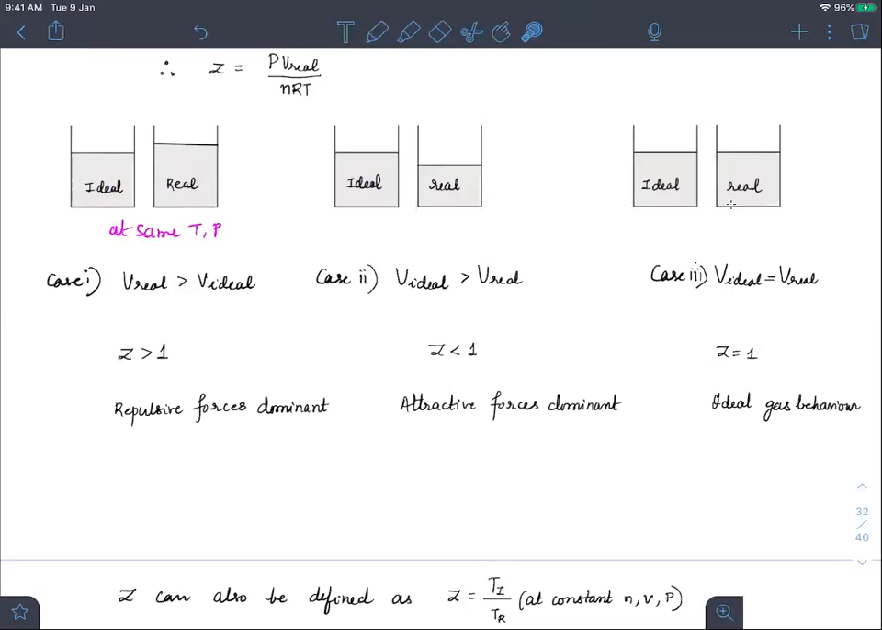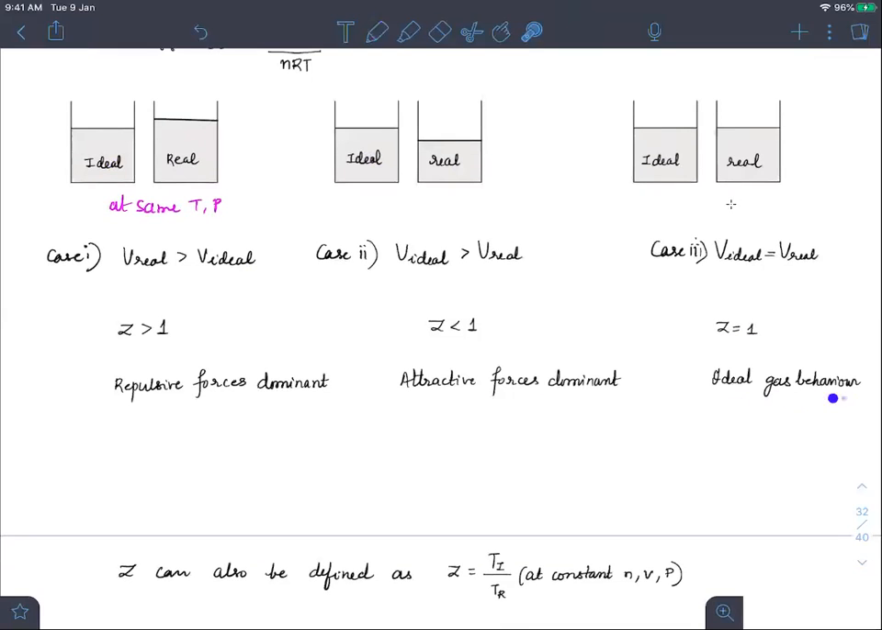What does this mean? देखो, at same temperature and pressure, for same number of moles, एक गैस वॉल्यूम ज्यादा ऑक्यूपाई कर रहा है. ये तभी हो सकता है जब उनके बीच में आपस में रिपल्शंस हो, पार्टिकल्स के बीच में रिपल्शंस हो, which means here real gas particles will have repulsive forces, while ideal gas will have no forces of attraction. So wherever you find Z is greater than 1, it means repulsive forces are dominant in real gases. If Z is less than 1, attractive forces are dominant. If Z is equal to 1, it will show ideal gas behavior. I think ये points आपको clear हैं? Yeah, sir.